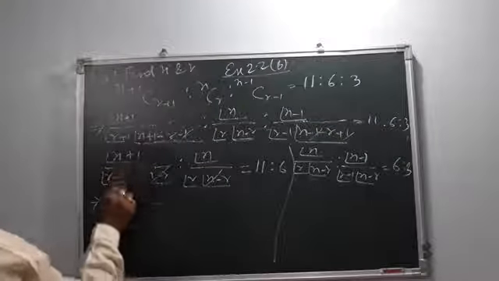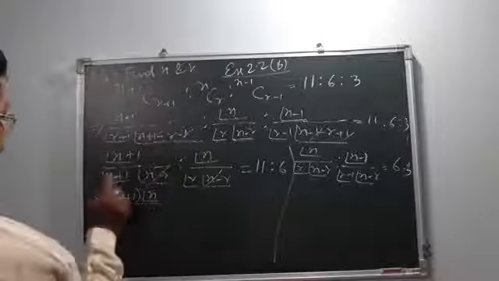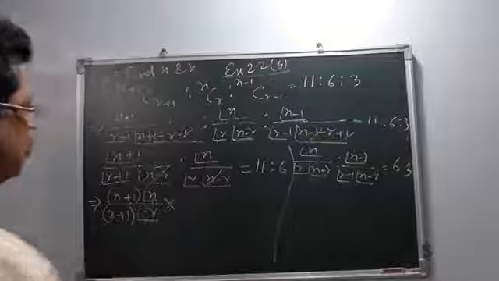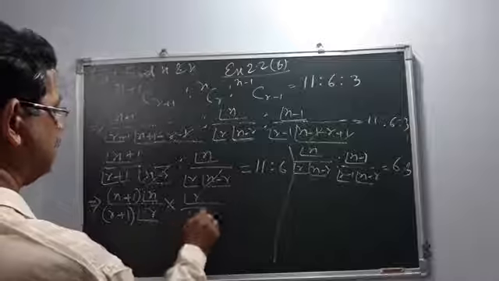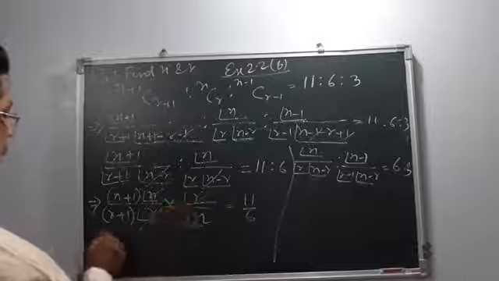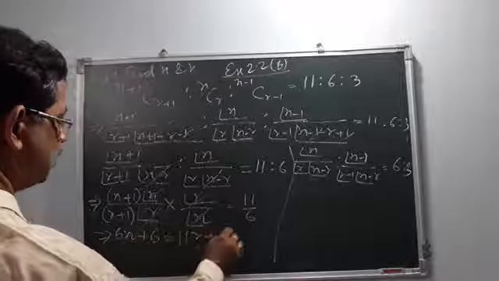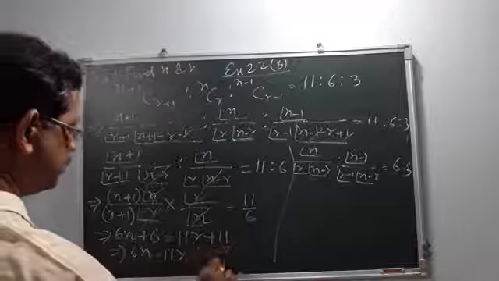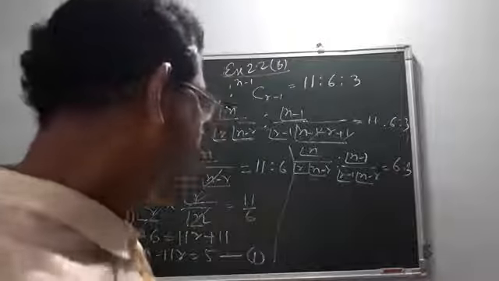We can write factorial n+1 as n+1 into factorial n. Factorial r+1 can be written as r+1 factorial r. Ratio means divide, so we can interchange. 11 by 6. This and that cancel. So we get 6n+6 = 11r+11. So 6n-11r = 5. This is our equation number 1, our first equation in terms of n and r.